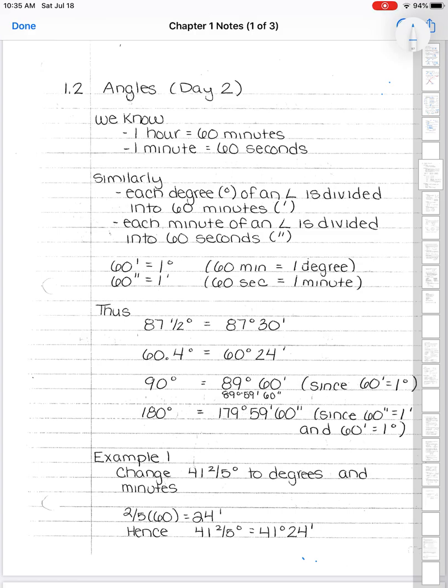All right, so part 2 to this lesson on 1.2 is going to switch gears a little bit. The other day we were talking about vocabulary in terms of different kinds of angles. This one's going to be a little bit different.